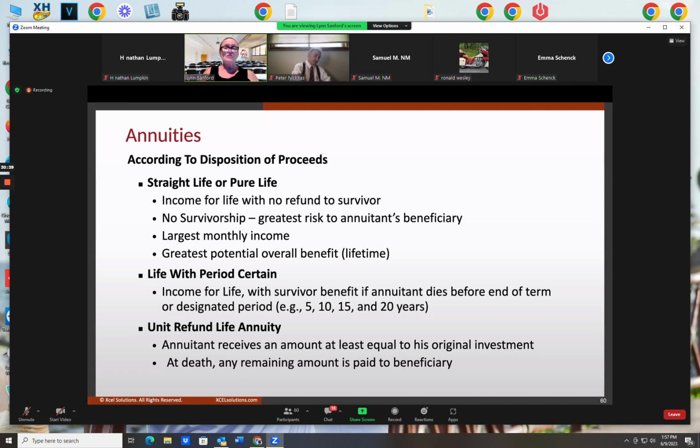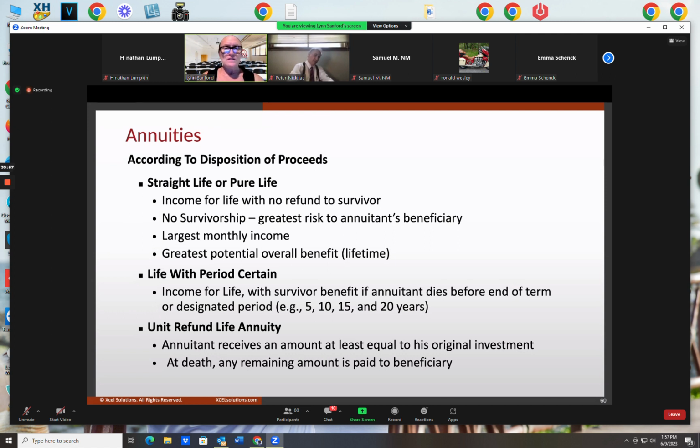Why not make sure that their income needs are taken care of? So straight life payout is a very definite option chosen by a lot of people nowadays. Straight life payout, or pure life payout: here the income is received by the annuitant for their life, with no refund to any other survivor.